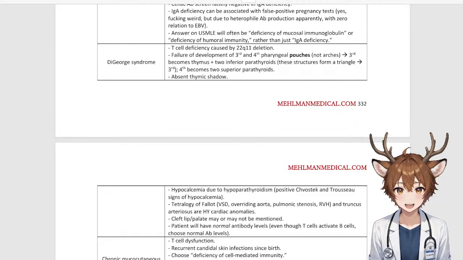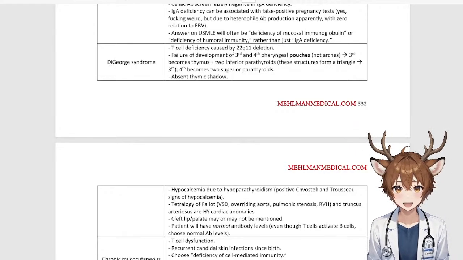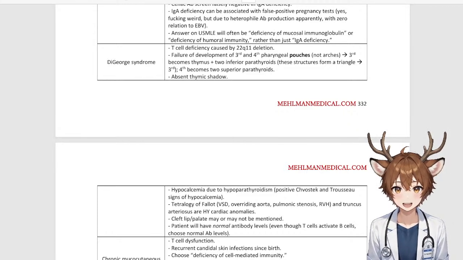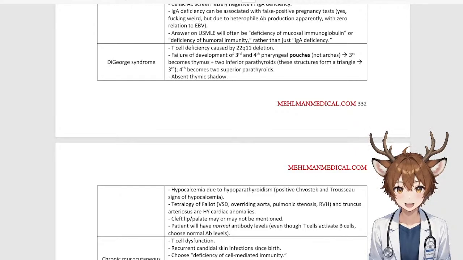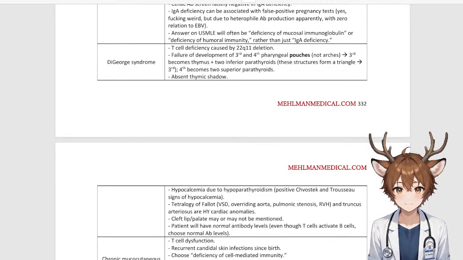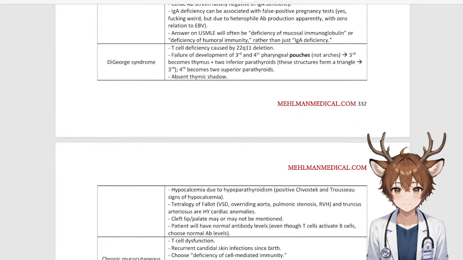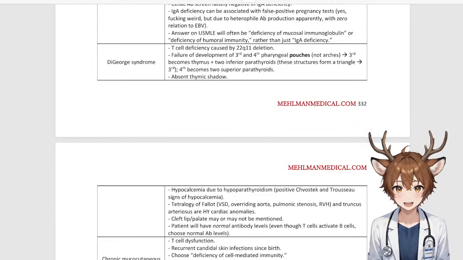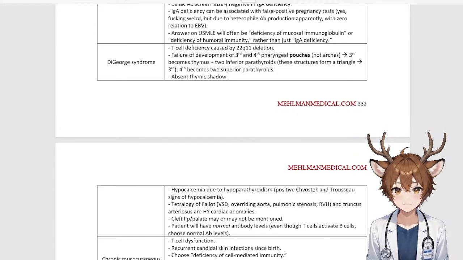Patients will have normal antibody levels even though T cells activate B cells. Choose normal antibody levels. So if you know the patient has DiGeorge syndrome, they have the hypocalcemia, they have hypothyroidism, they have all these other issues, but they ask you, do they have normal antibody levels? The answer is yes. It's weird, but technically they do.